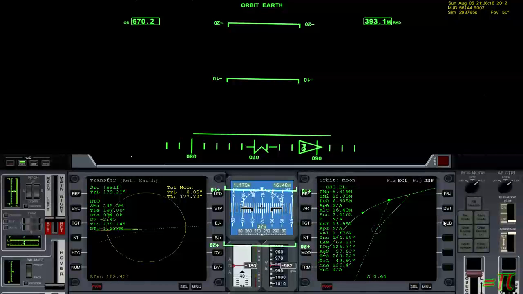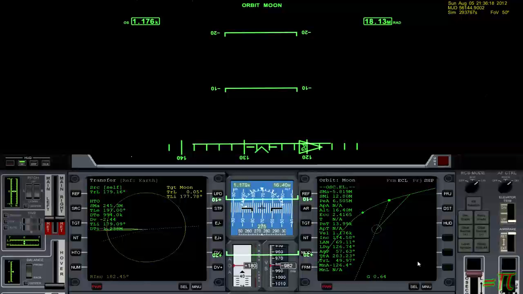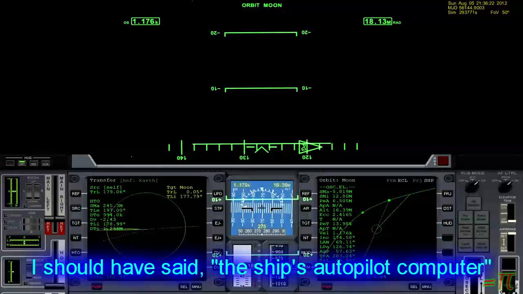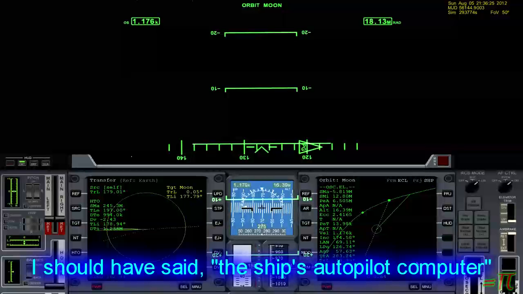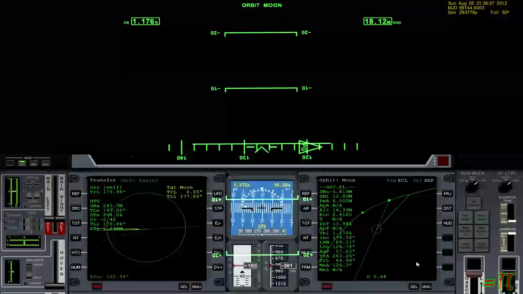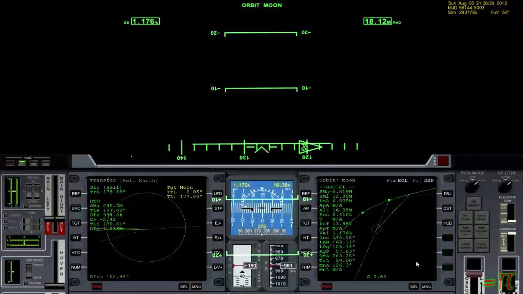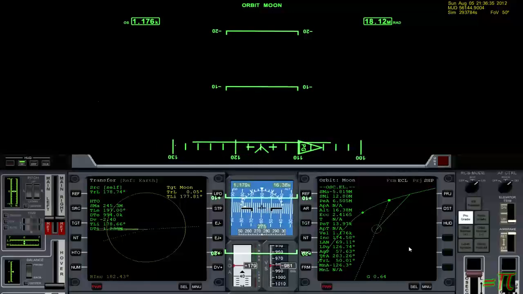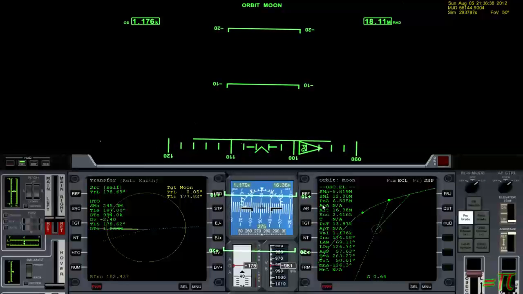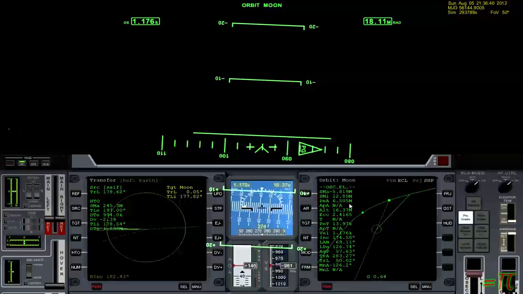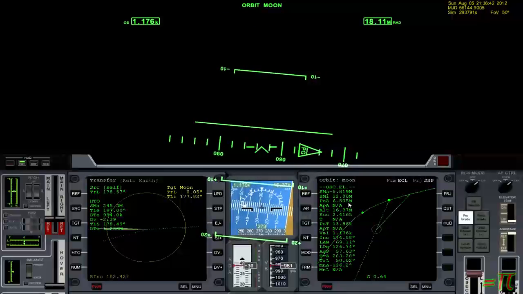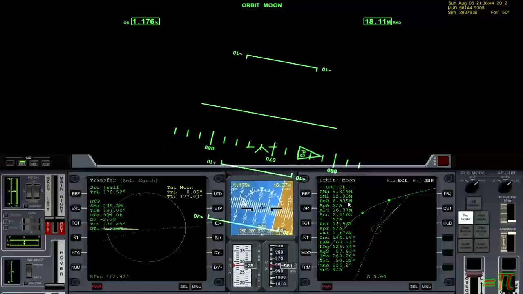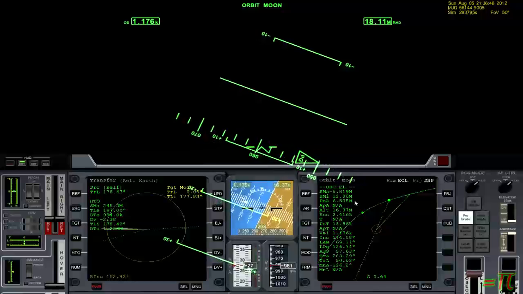Alright, update the HUD. We are now in close enough for the ship to consider us to be in lunar orbit. We're not yet, but we will be. Let's see. Go ahead and turn prograde. I want to get this PEA, the periapsis number, down lower. For the moon, a good periapsis would be, say, 20 kilometers.